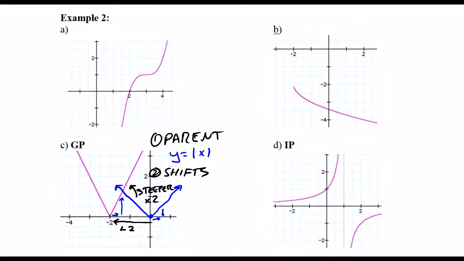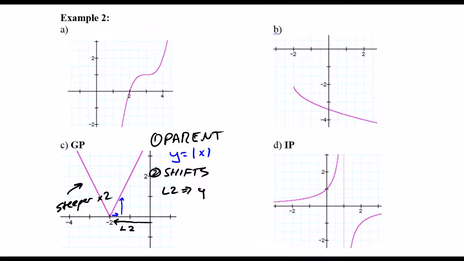All right, let's talk about our shifts. We're going to clean this up a little bit. Let's get rid of some of this stuff. Got a little crowded over there. So if we come back here, we got steeper by 2. All right, so our shifts, we have a left 2.